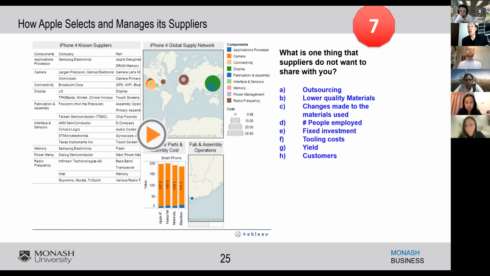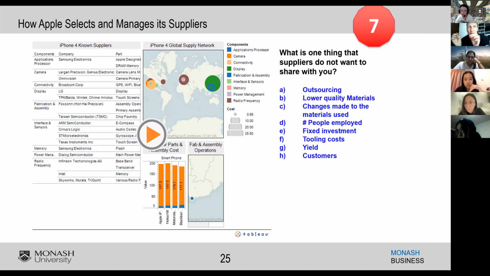Actually, there's a few things here that they don't want to share. They don't want to say that they're outsourcing. They don't want to say they're using lower quality materials. They don't want to share that changes are made to the materials used.